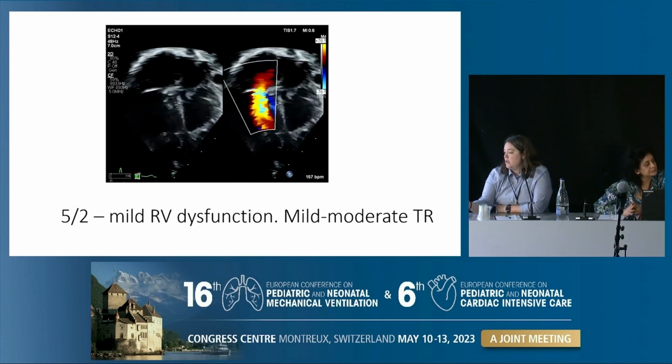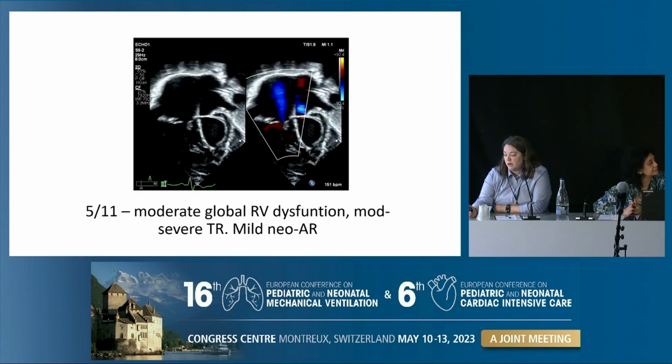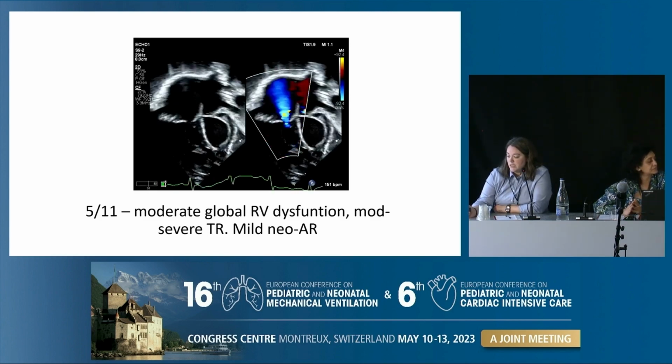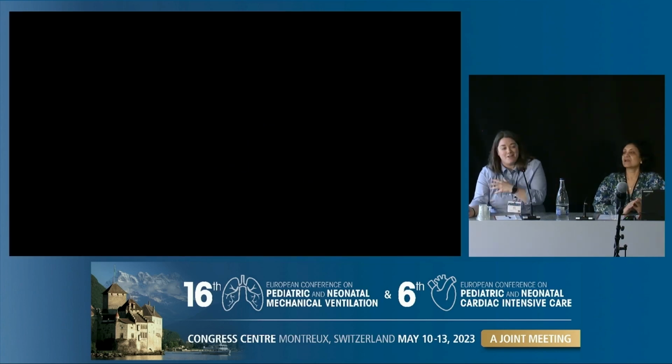And then this is yesterday. Moderate global RV dysfunction and moderate to severe TR with mild neo-aortic regurgitation. So that's where this patient is right now. And that's where we're at.